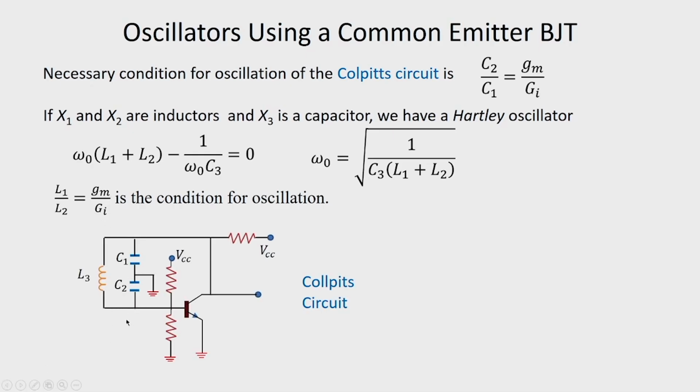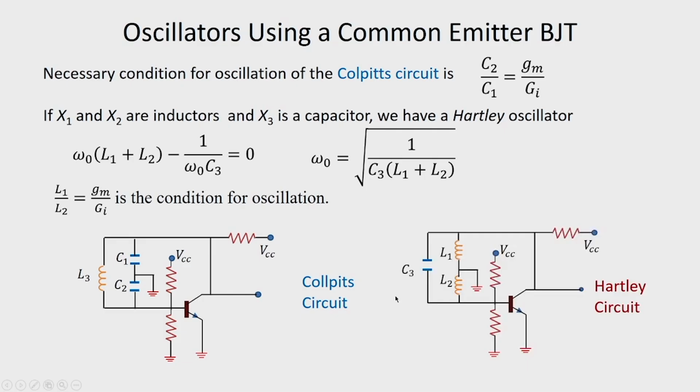So, the basic form of Colpitts oscillator is shown here. We have a common emitter BJT, and we can see that the feedback is applied from the collector, and we have this Y1, Y2, Y3 represented by C1, C2 and L3. These are the biasing resistors to ensure that the transistor is biased in the active region.